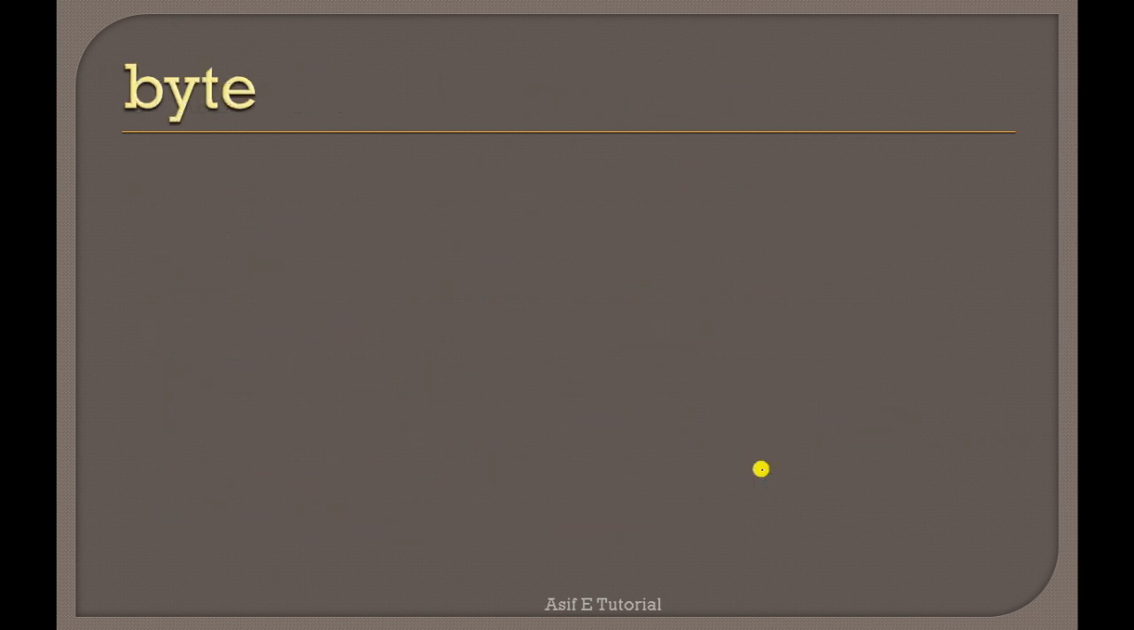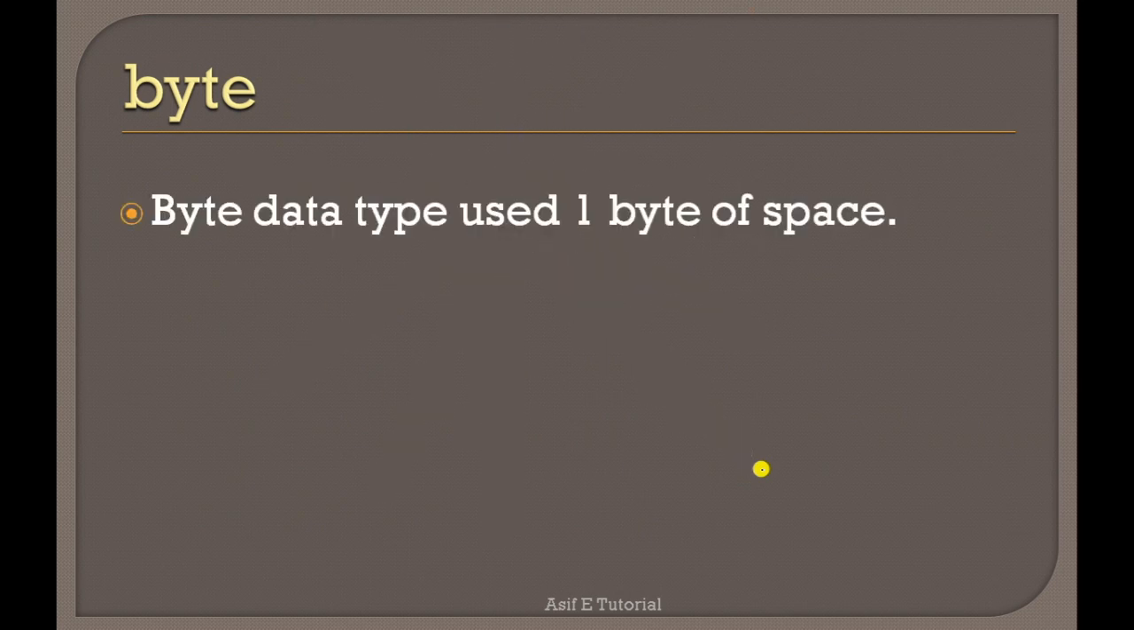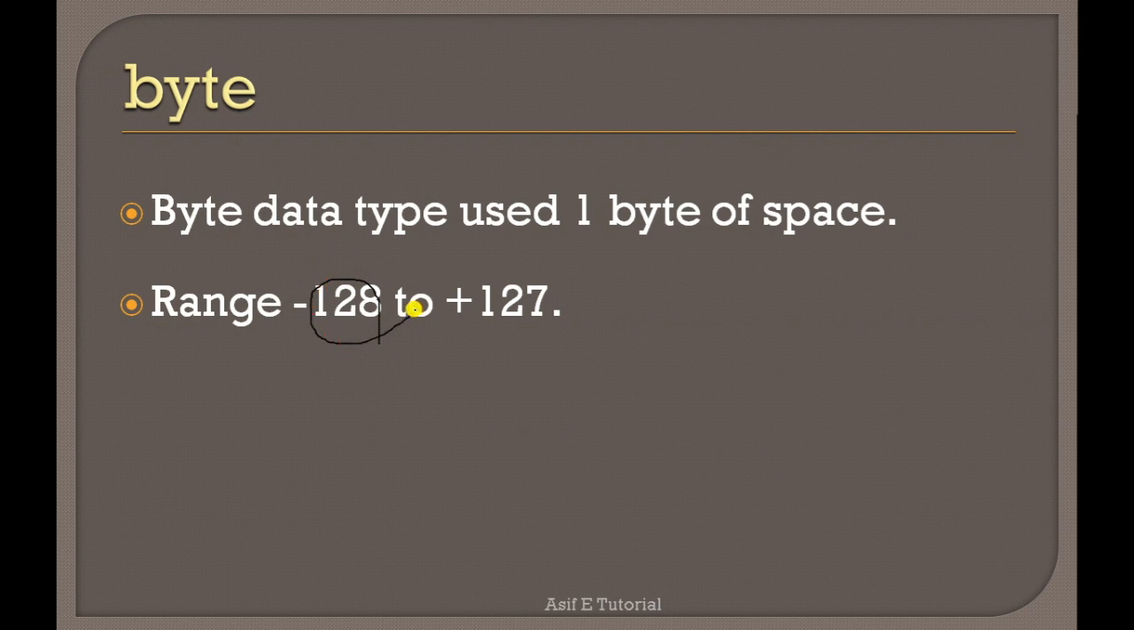First one is the byte. The byte data type uses 1 byte of space. The range is -128 to 127. It means at least -128 we can store, and at most 127. Means in between this range we can store the values if we have chosen the byte data type.